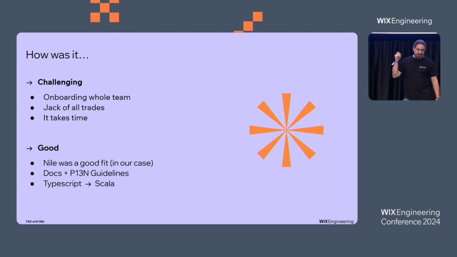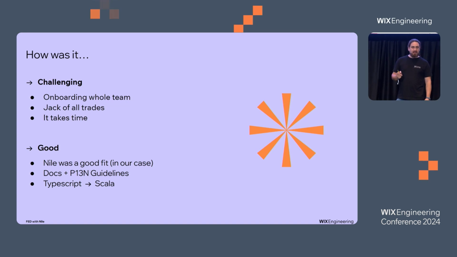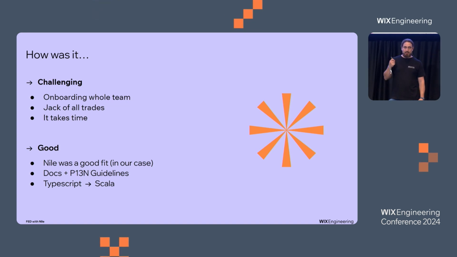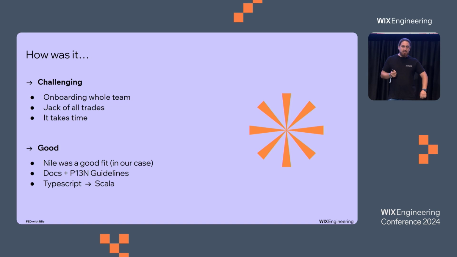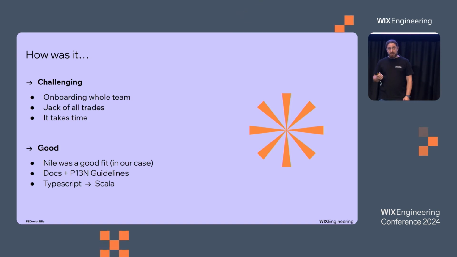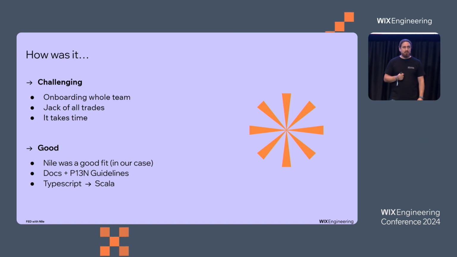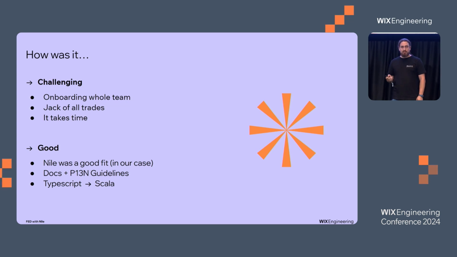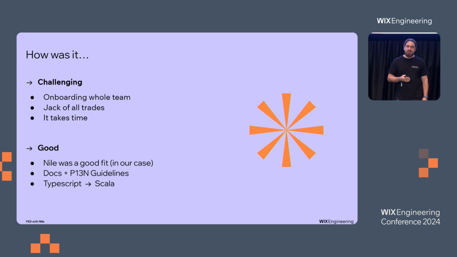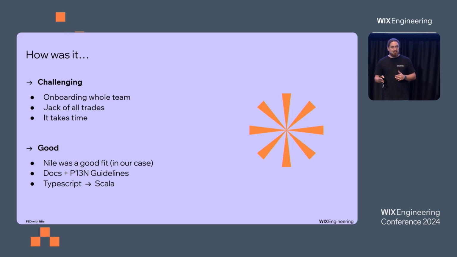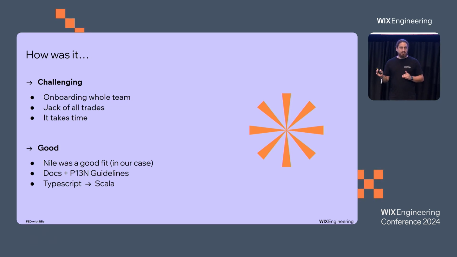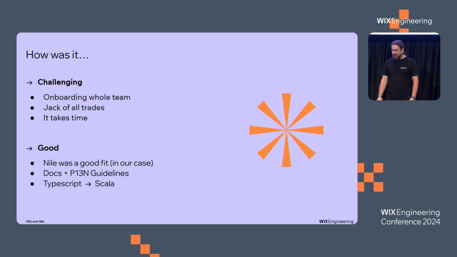But we have a very good fit of Nile in our use case. We get most of the functionality we need out of the box. We have great docs and the platformization guidelines in Wix. And the transition from TypeScript to Scala was relatively easy. Both languages are functional, object-oriented, and the type systems are relatively similar. So it was kind of good for me. I hope that for others also.